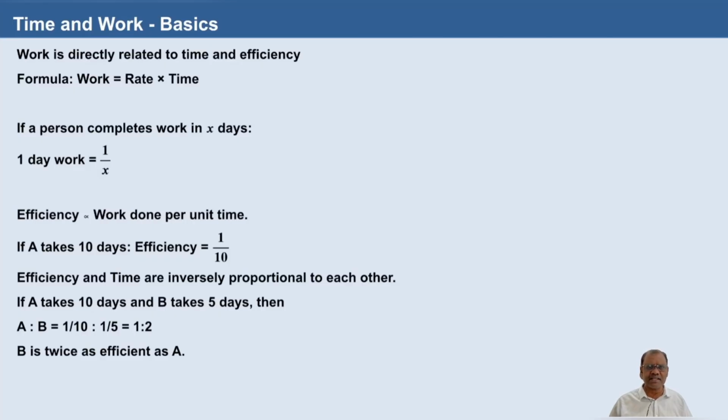If A takes 10 days, his efficiency is 1 by 10th part. 1 by 10 is the efficiency. So efficiency and time are inversely proportional to each other. Suppose A takes 10 days and B takes 5 days to complete a work, then the ratio of their efficiencies is 1 by 10 is to 1 by 5. That is an inverse ratio of 10 is to 5. If you simplify 1 by 10 and 1 by 5, both are fractions.